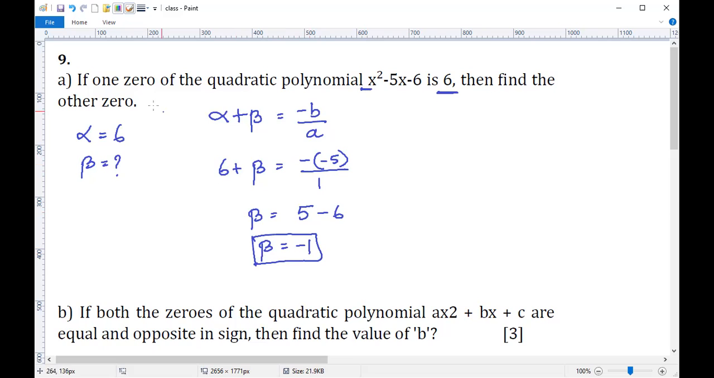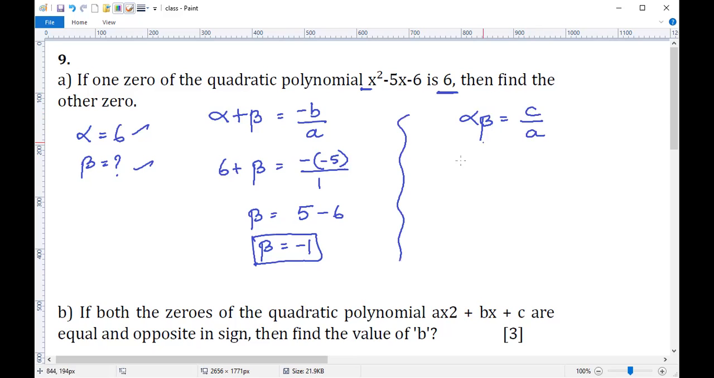One of the zeros is given. You are asked to find the other zero. So you can take the formula, or you might even have tried with alpha beta. If you try with splitting the middle term, there is a chance that marks will not be given for the formula method. So try to go along with alpha plus beta or alpha beta. If you take alpha beta, you will take alpha beta equals c by a. This is the other way of proceeding.